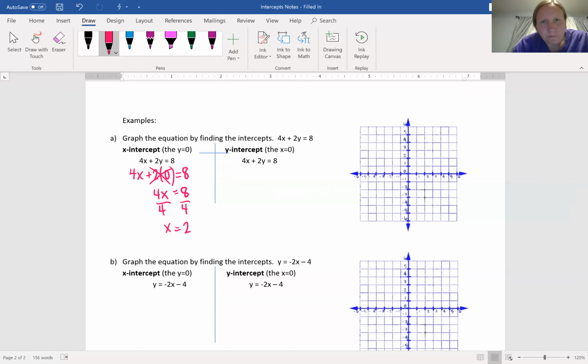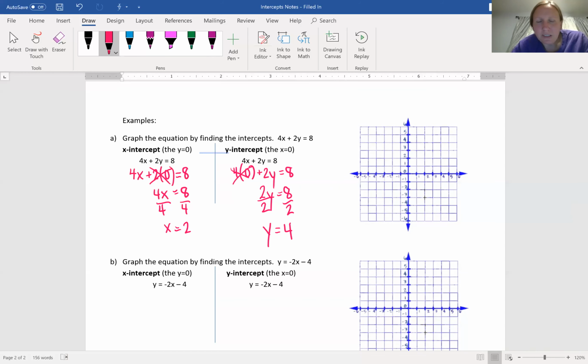For the next one, okay, we want to find the y-intercept. So same question, just finding the y. Now the x is 0. So 4 times 0 plus 2y equals 8. But now 4 times 0 is 0, and that part disappears, which means 2y equals 8. And if we divide both sides by 2, we get y equals 4.